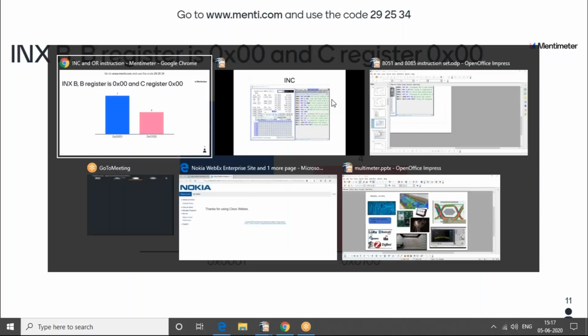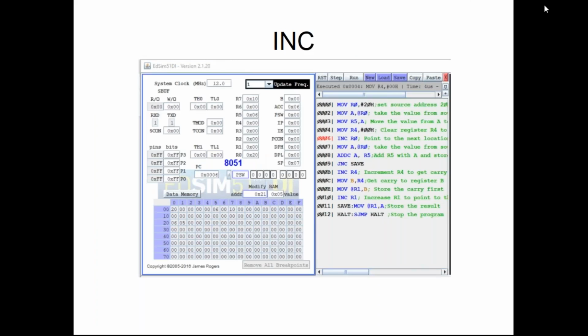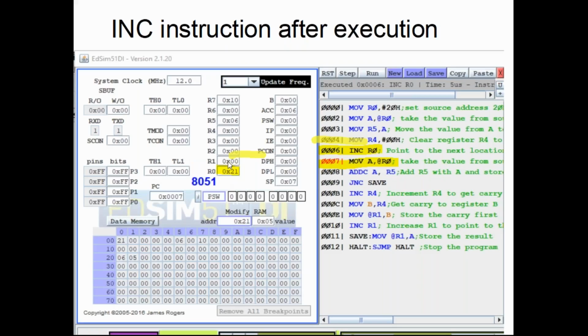Okay, for a quick example, I have another thing here. So I'll use a highlighter. The instruction which I'm going to execute is INR R0, increment R0. It will increment the value at the register R0 by 1. The value at R0 is now 20. If I do that, then you can see that R0 has become 21. So when I do an increment R0, R0 has become 21.